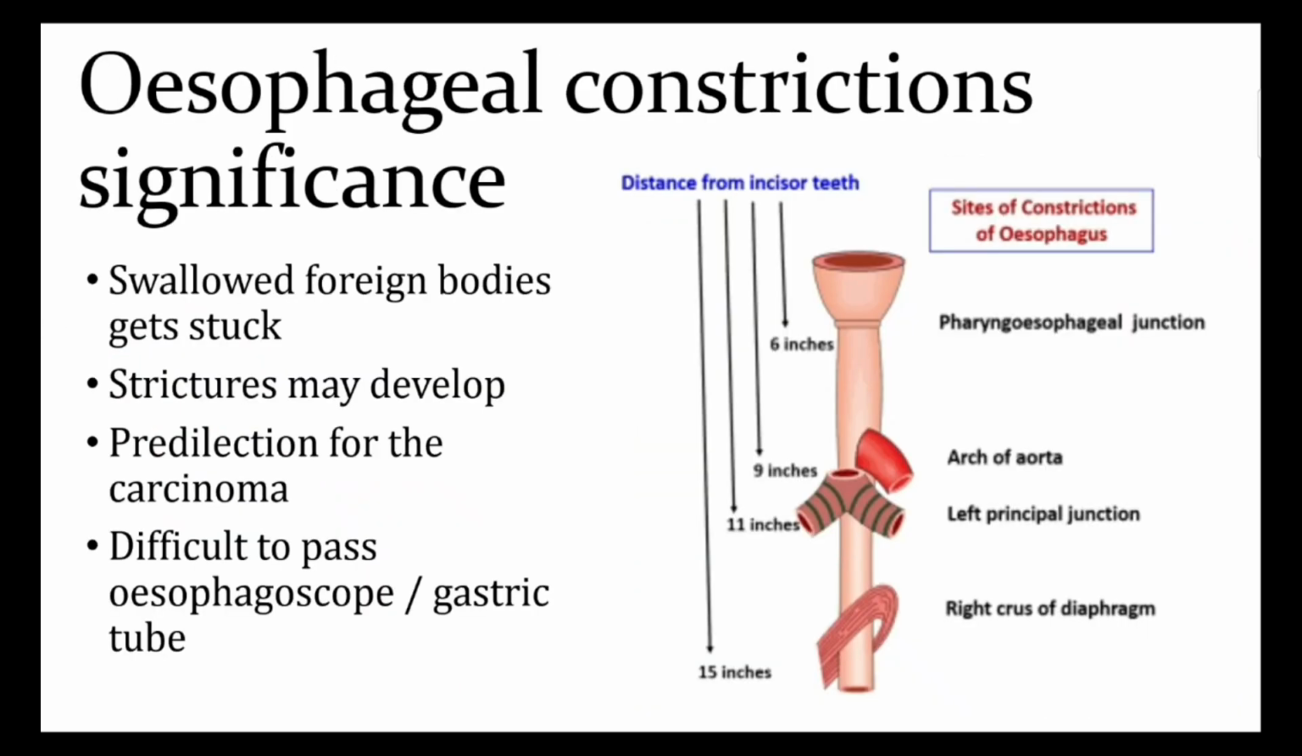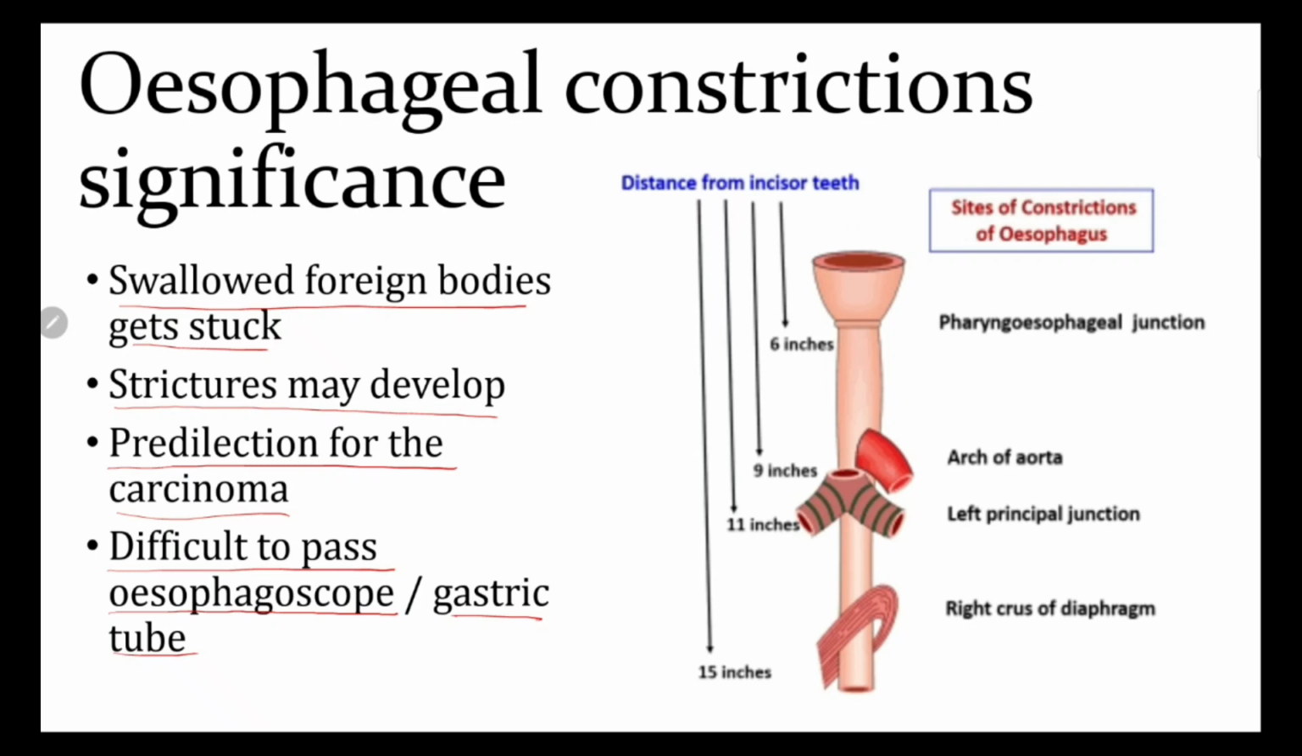Moving on to the clinical correlation of the esophagus, there is esophageal constriction. The clinical significance of this esophageal constriction is due to the following reasons. These are the sites where swallowed foreign bodies are most likely to be lodged or stuck in the esophagus. These are the sites where strictures develop on ingestion of corrosive substances. These sites have a predilection for carcinoma of the esophagus, and these are the sites through which it may be difficult to pass an esophagoscope or gastric tube.